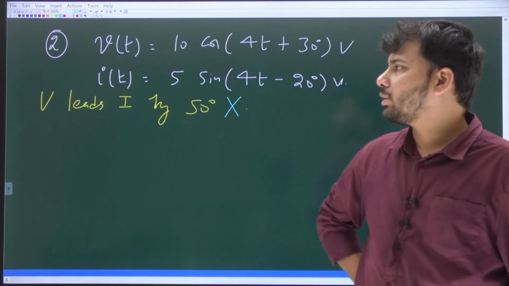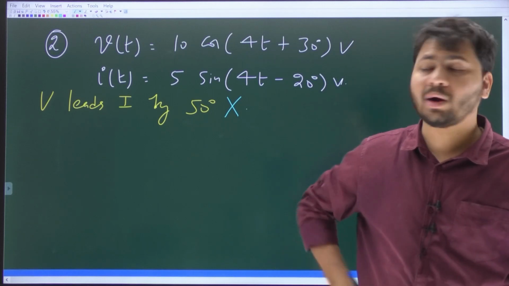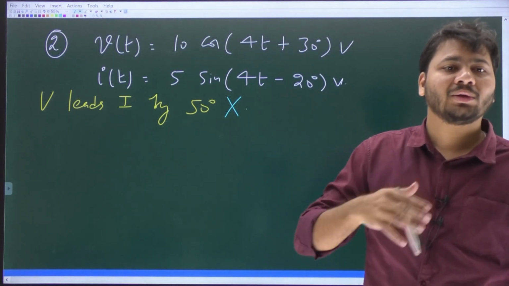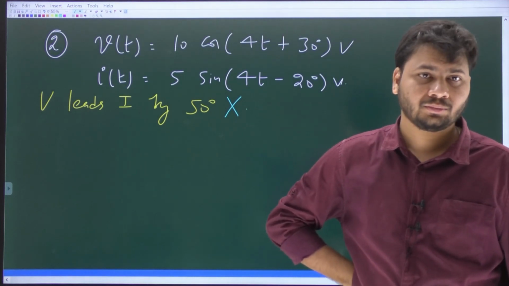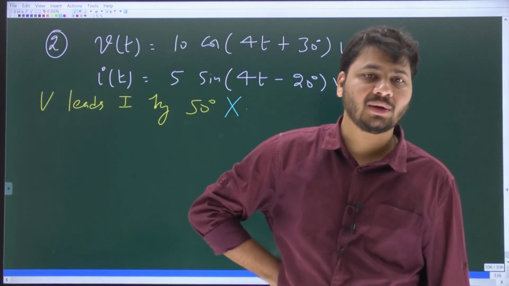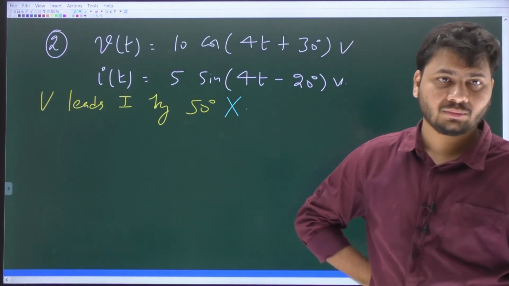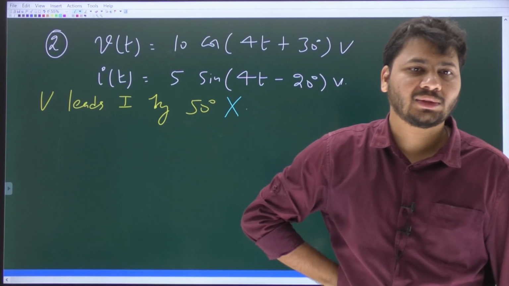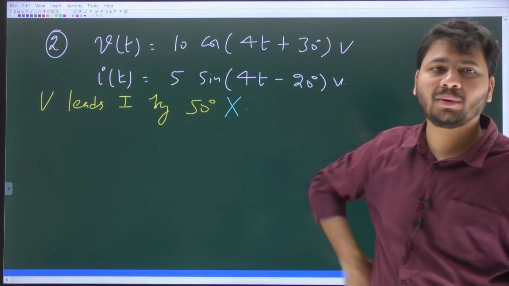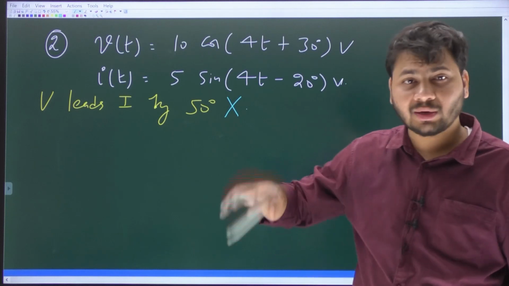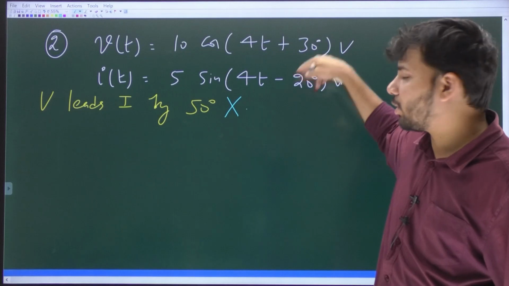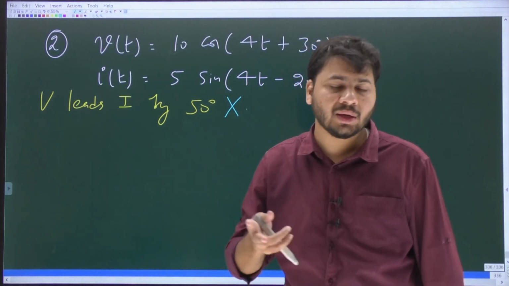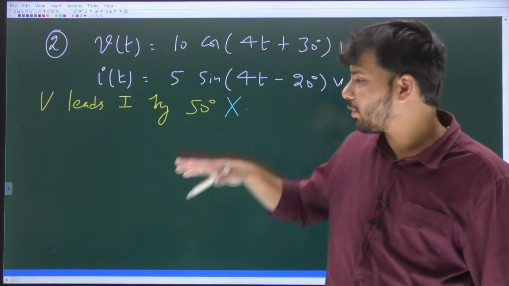But this is incorrect. If you want to directly take the phase difference, in this case 30 minus 20, which is 50, both quantities should be expressed in terms of sine or cosine. Here, voltage is expressed as a cosine function, whereas the current is expressed as a sine function. In that case, you cannot simply compute the phase difference. Yes, you can compare the phases, but the phase difference is not simply 30 minus 20, which is 50. Both should be expressed in terms of cosine, or both in terms of sine. So you have to do some modification.